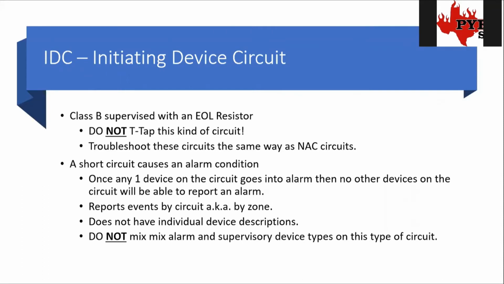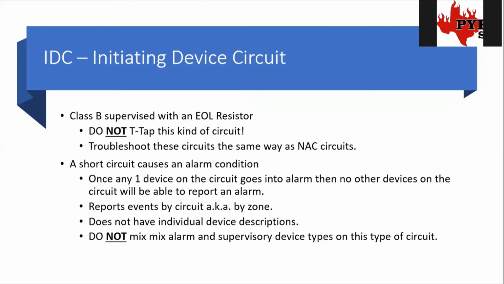So we cannot T-tap this kind of circuit. If we have to add a device to a circuit, we have to actually pull two wires over to it, one to send the signal to the device from and one for the signal to come out of to rejoin the initial circuit, interrupting the circuit's original path so that it has to flow through the new device the same way it flows through the others. We cannot T-tap any kind of these circuits that are the Class B supervised with that end-of-line resistor.